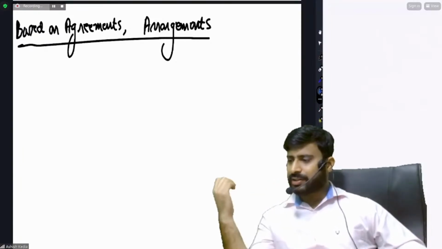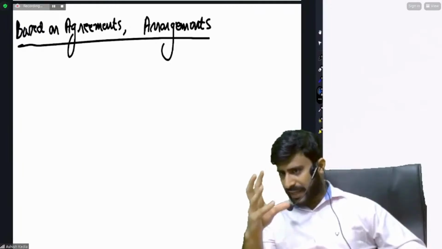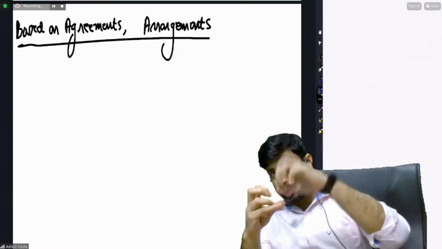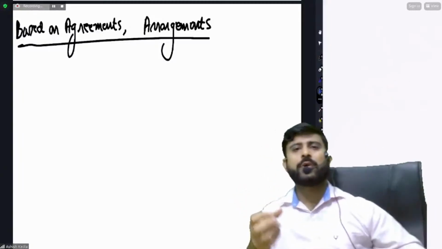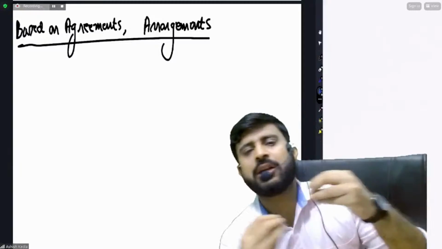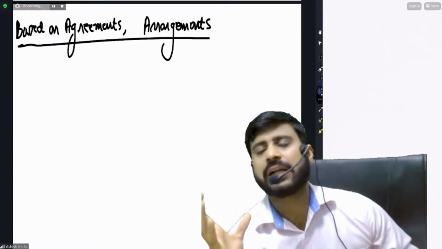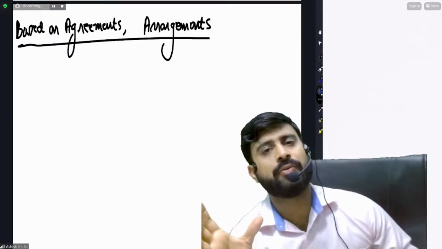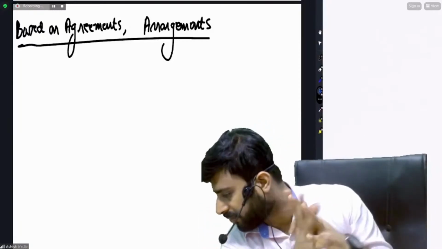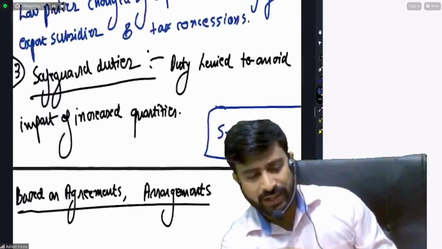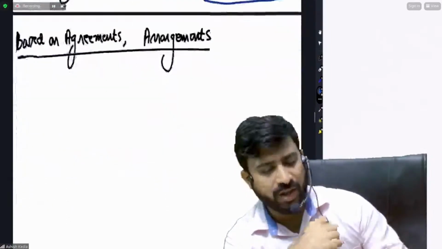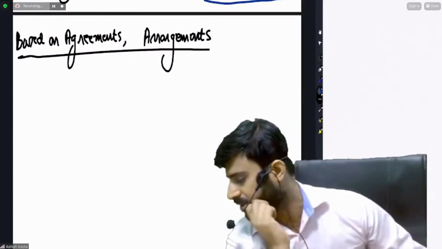Technical tariff is when basically the tax is imposed on the raw materials, not on the finished product. If a product is made from multiple raw materials, then instead of imposing the tax directly on the final product that has been manufactured, it is imposed on the raw materials. That's technical tariff. Yes, last line is duty levied to avoid import of increased quantities. And here we have written based on agreements and arrangements.